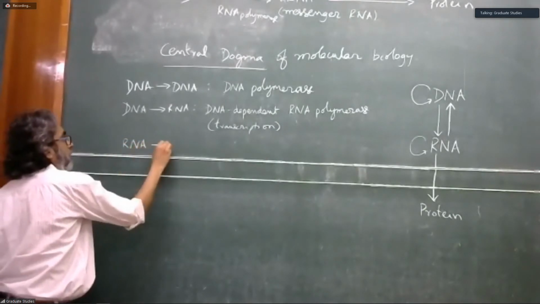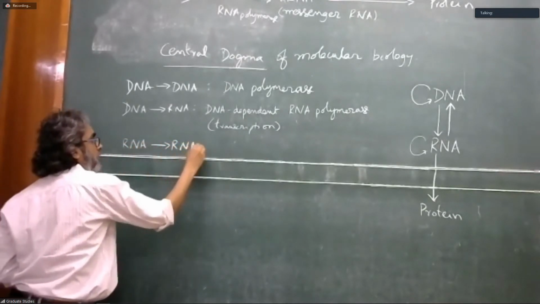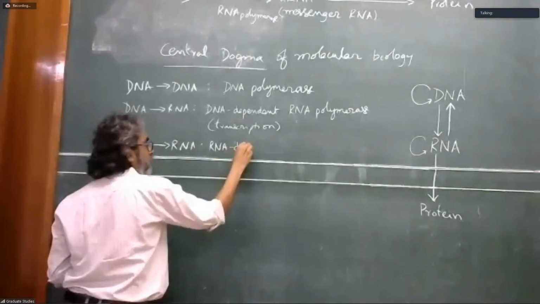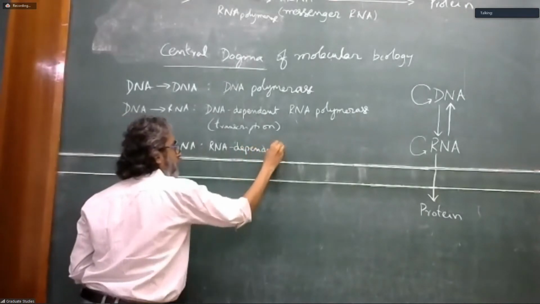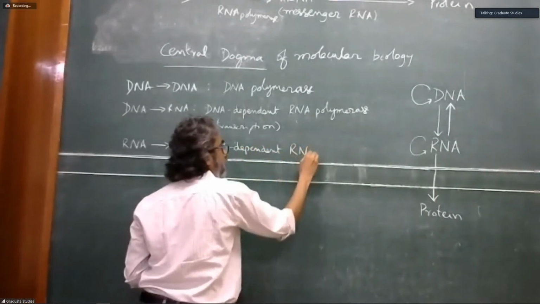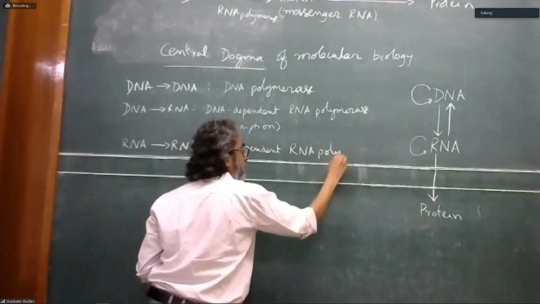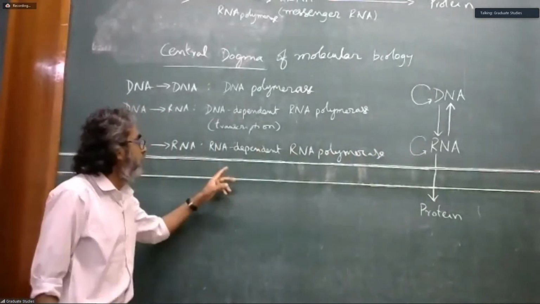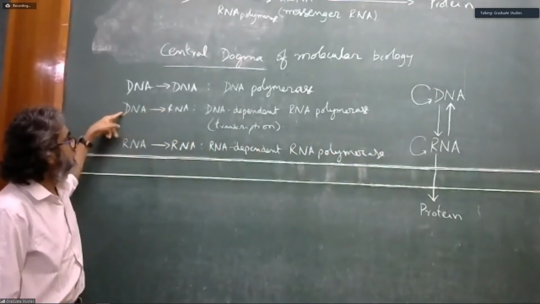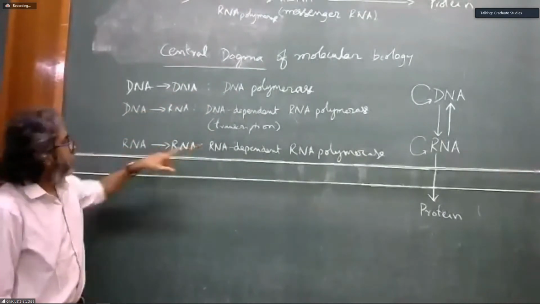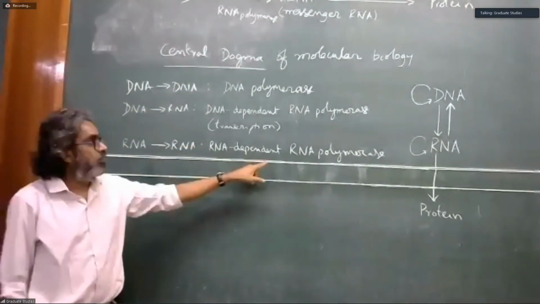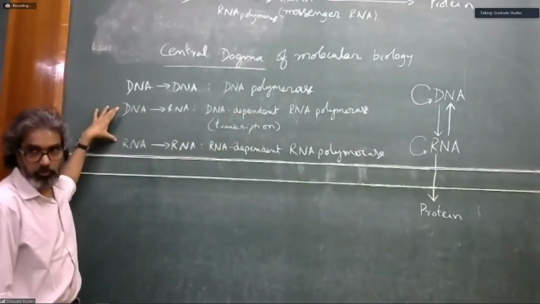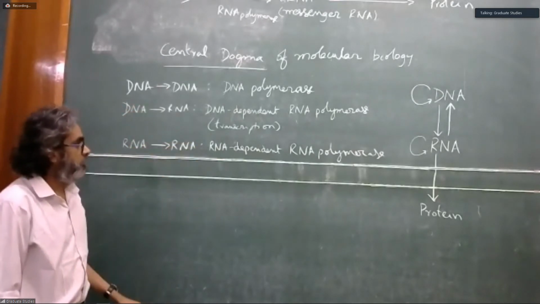RNA can make another RNA. Here you have RNA-dependent RNA polymerase. These are two different processes: DNA to RNA is transcription, but RNA to RNA uses RNA-dependent RNA polymerase. Both are RNA polymerases, but they use different templates. In one case it's DNA, in the other case it's RNA.